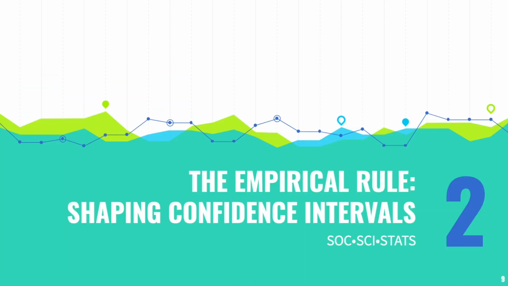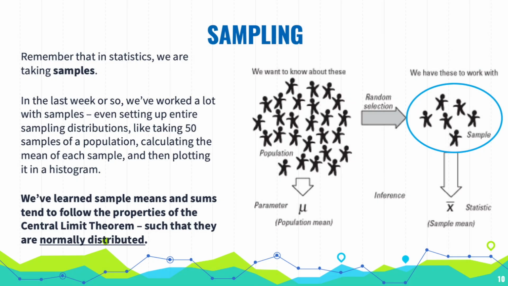So how does the empirical rule work when shaping our confidence intervals? Again, remember that in statistics, we're taking samples.